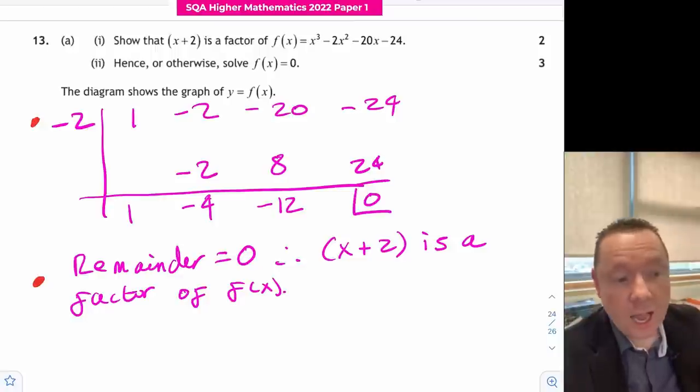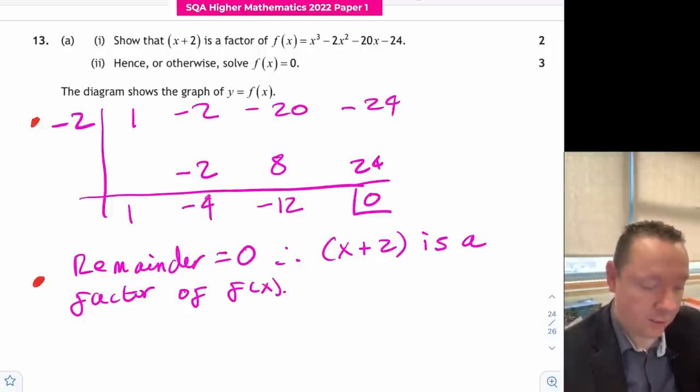And that gives us our second mark there for completing the division and also making our statement. If you'd done it the other way by substituting minus 2 in directly, then you would still get an answer of 0, but you would say that since f of minus 2 equals 0, x plus 2 is a factor. So it's the same way. Okay, let's move on to part 2. Hence or otherwise solve f of x equal to 0.